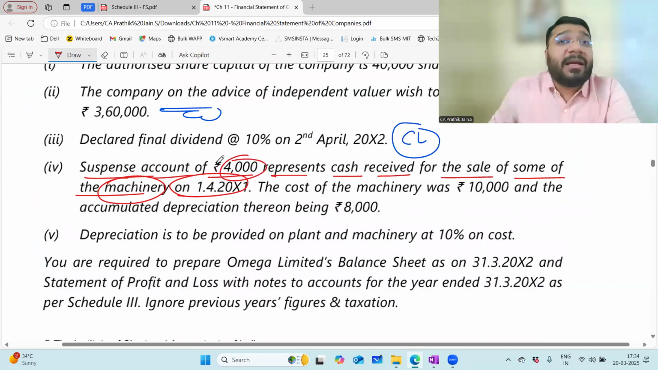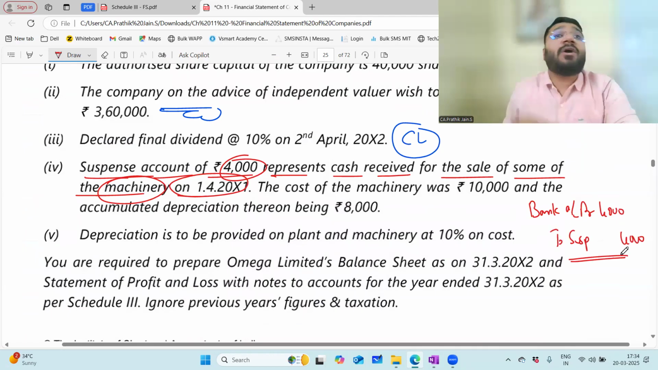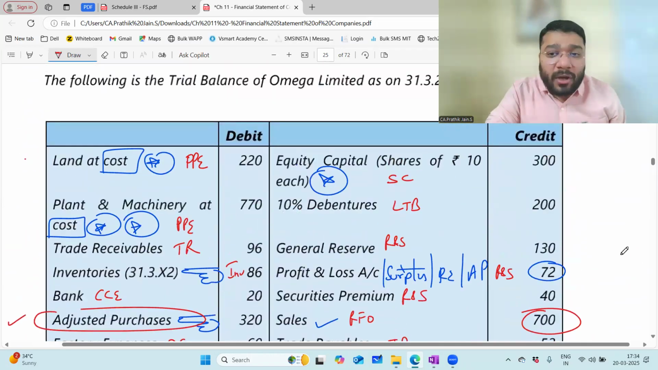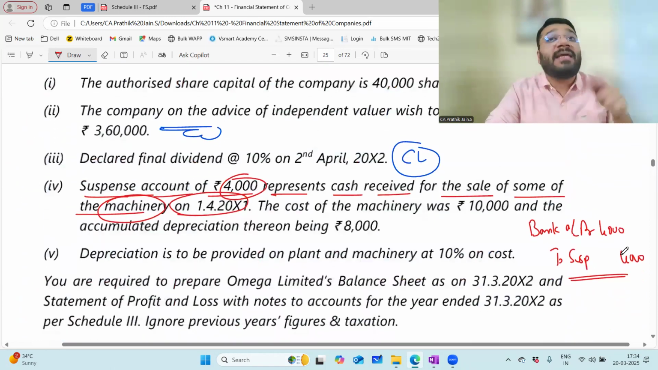4,000 rupees. At that point of time, the accountant did not know whom this money was coming from and for what purpose. So what did he do? He did bank account debit 4,000 to suspense account 4,000. So suspense account you credited. If any ledger is credited and nothing is there on the debit side, this ledger will have a credit balance. That is how this landed upon the credit column of the trial balance. So when money came in, he was not sure what purpose it came for, so he put it in the suspense account and left it.